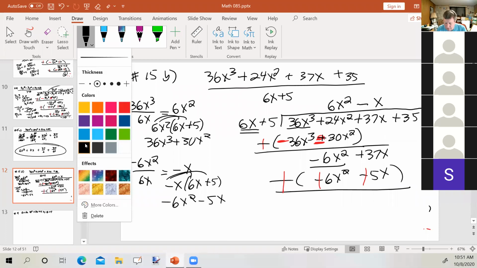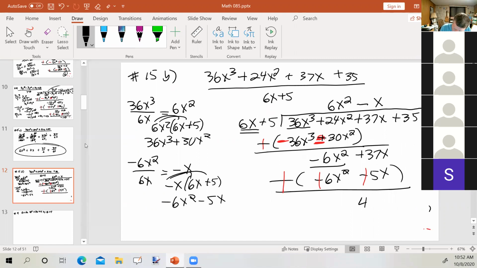Add up the columns. Negative 6x squared plus positive 6x squared is no x squared at all. 37x plus 5x is 42x. Bring down the next term. We're going to divide the leading term inside by the leading term outside. 42x divided by 6x is 7.